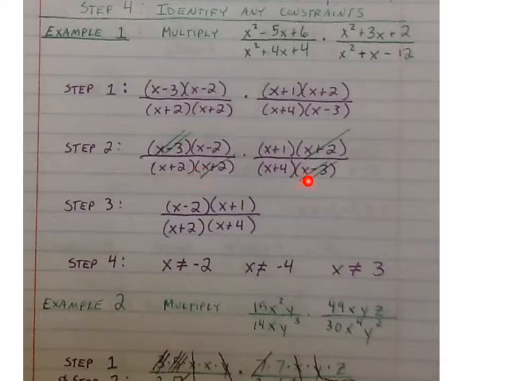And after looking closer, we realize there are no more factors that can be canceled. So we move on to step 3, where we multiply our numerators. X minus 2 times x plus 1 goes in the numerator, and then x plus 2 times x plus 4 goes into the denominator. And then at this point, we are done.